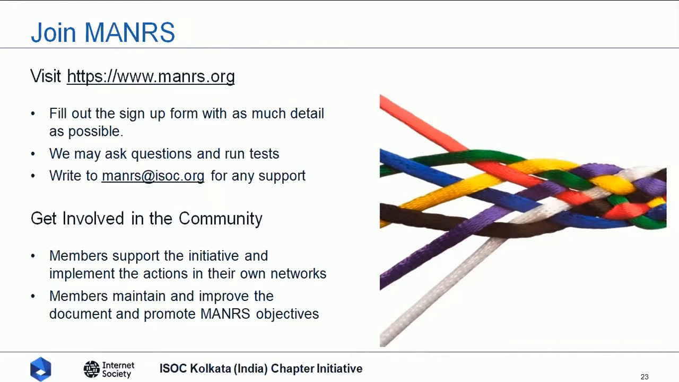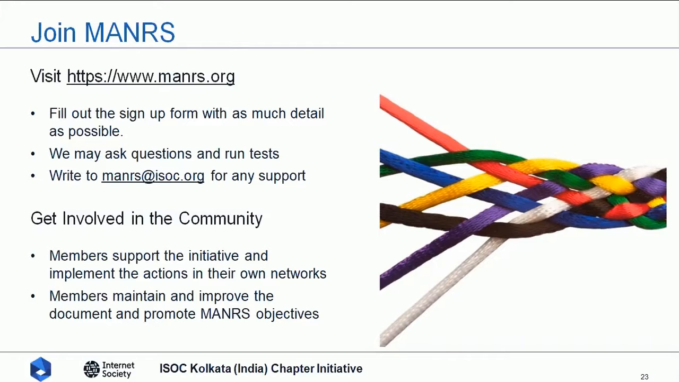So we suggest that in one way you increase your technical expertise on how this global routing works, understanding all the security flaws, understanding how to address those primarily through these four pillars, understanding details about how I set up and configure my prefix filtering, anti-spoofing mechanism, how I declare, how I validate things. Join MANRS and be a part of it. You can write to MANRS at isoc.org for any kind of support to get involved in the community. We can reach out and educate more and more people on this. The members support the initiative and implement the actions in their own networks.